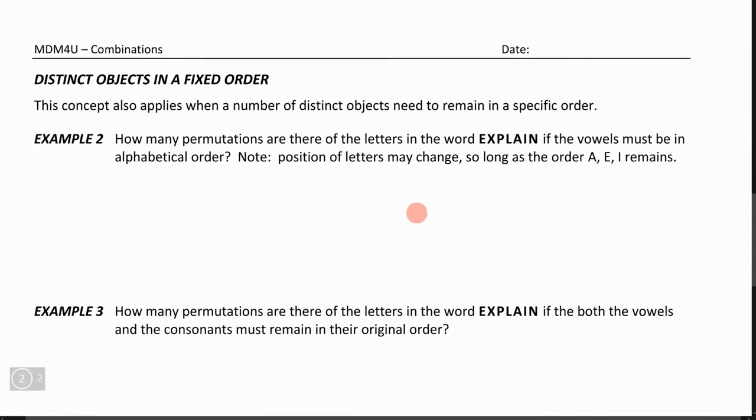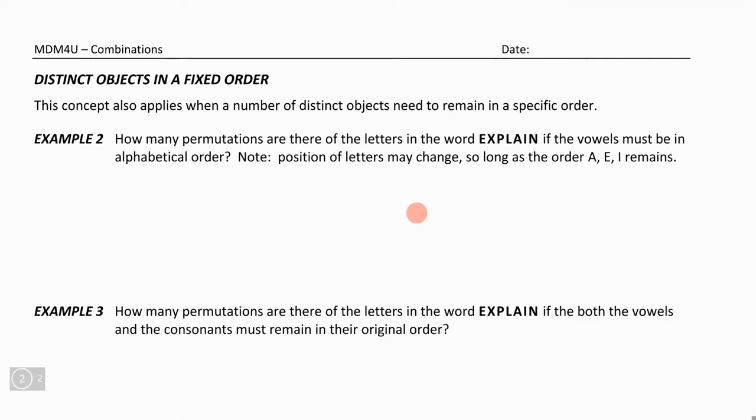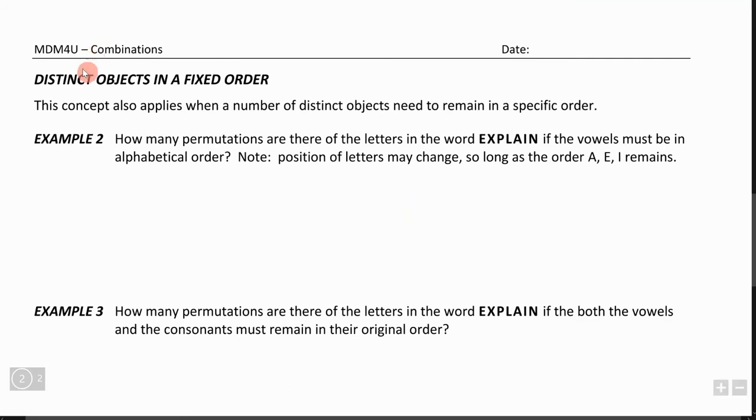We can also apply this rule in a similar fashion to distinct objects in a fixed order. This concept also applies when a number of distinct objects need to remain in a specific order. The reason you can apply this rule is that you can make those distinct objects all very much the same object, so it would look like they are repeating.